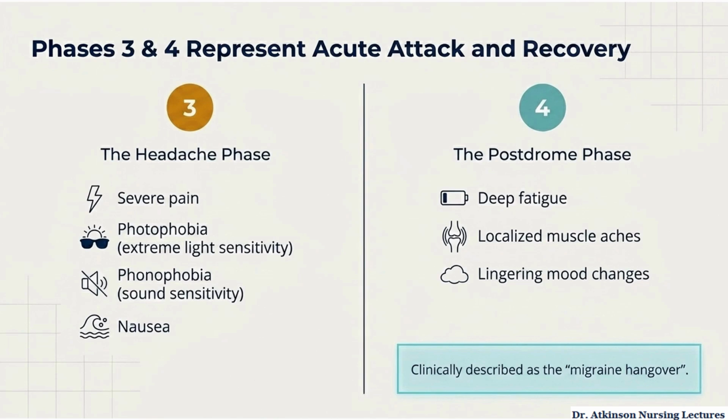Patients often describe severe throbbing pain, commonly unilateral, along with photophobia, which is extreme sensitivity to light, and phonophobia, which is sensitivity to sound. Nausea and vomiting are also very common, and many patients want to lie completely still in a dark, quiet room because movement and stimulation make the pain worse. This is also where nursing interventions become really important. Reducing environmental stimuli, controlling nausea, promoting hydration, and administering medications early can make a huge difference in patient comfort.